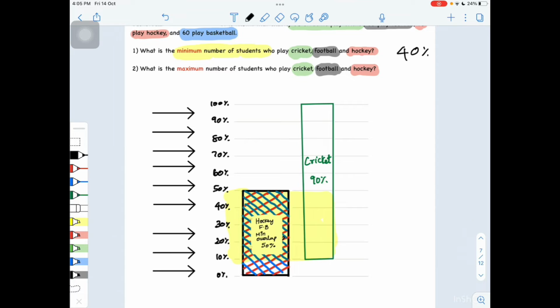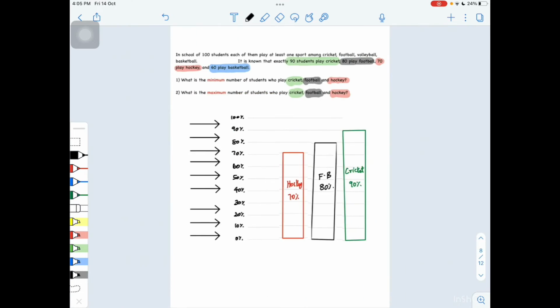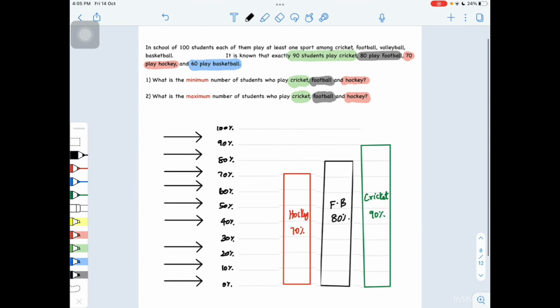Now to the next question. What is the maximum number of students who play cricket, football, and hockey? This is relatively easy. If I want maximum overlap, I need to keep all these three filters to the same side. Hockey, I've pushed it to the bottom. Football, I've pushed it to the bottom. Cricket, I've pushed it to the bottom. And now I can see that there are 70% of light rays which are passing through all these three filters. So the answer is 70%.